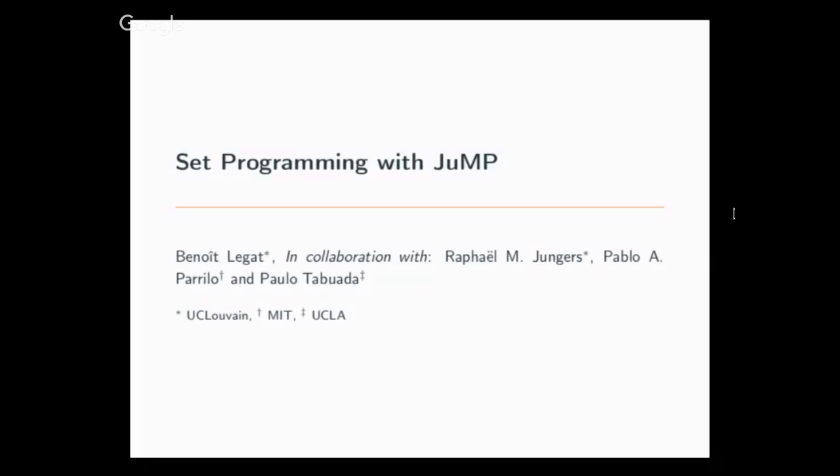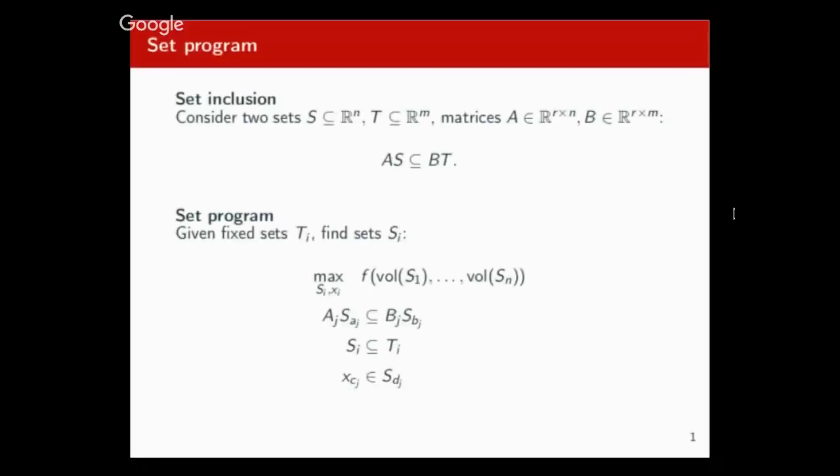Programming with JuMP. So basically, it's a JuMP extension so that you can model problems with sets. So instead of just trying to find a variable, you're trying to find a set. So the set programs look like this. So the constraints you can have are like this.